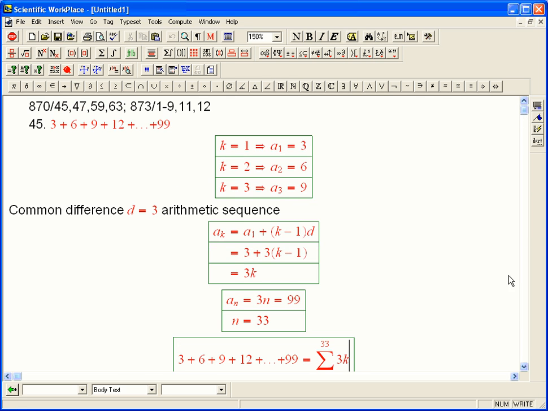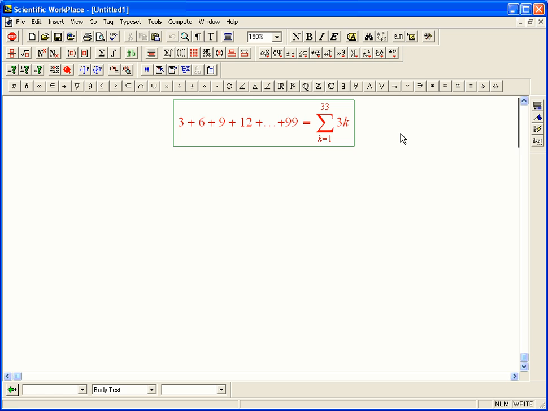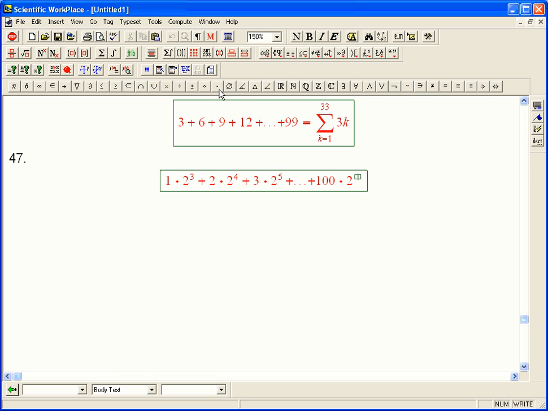And then what did I want to do? 47. 47, same kind of thing. We've got 1 times 2 cubed plus 2 times 2 to the 4th plus 3 times 2 to the 5th plus, and so on, up to 100 times 2 to the 102.